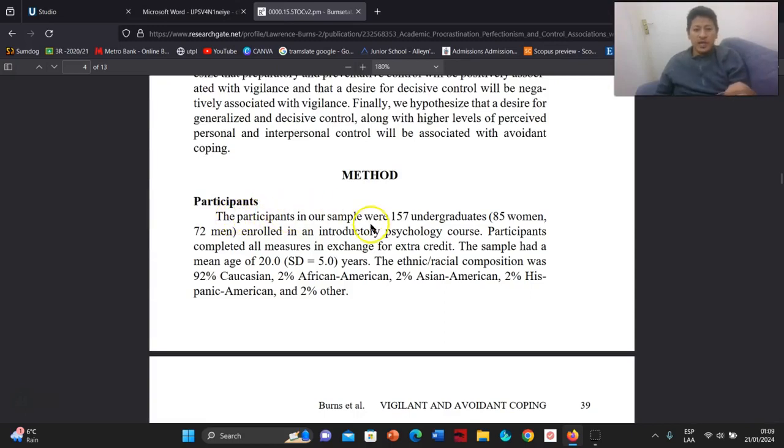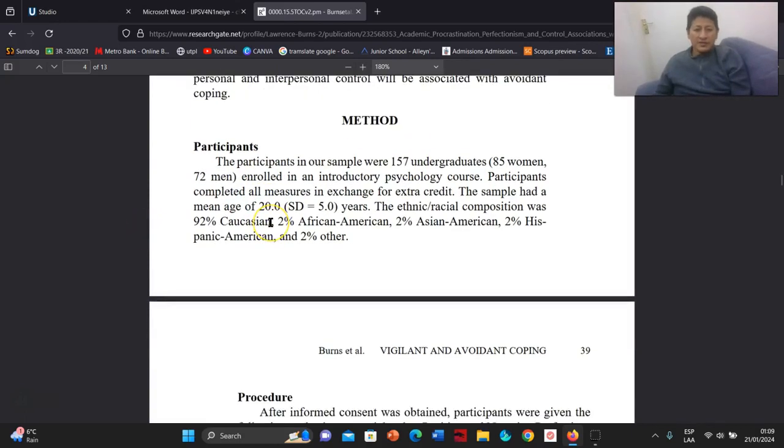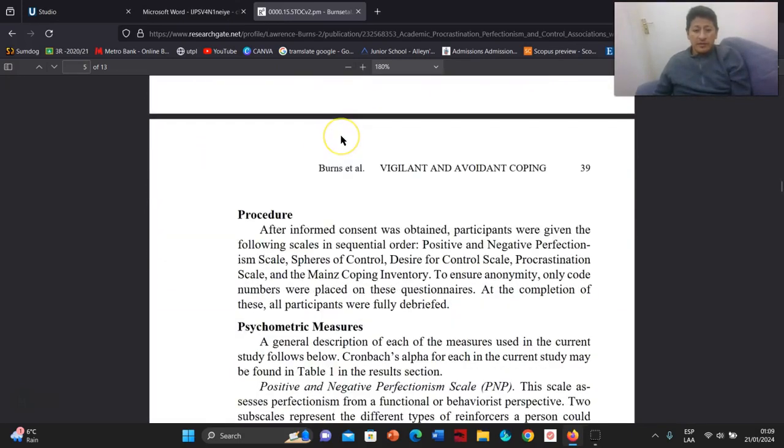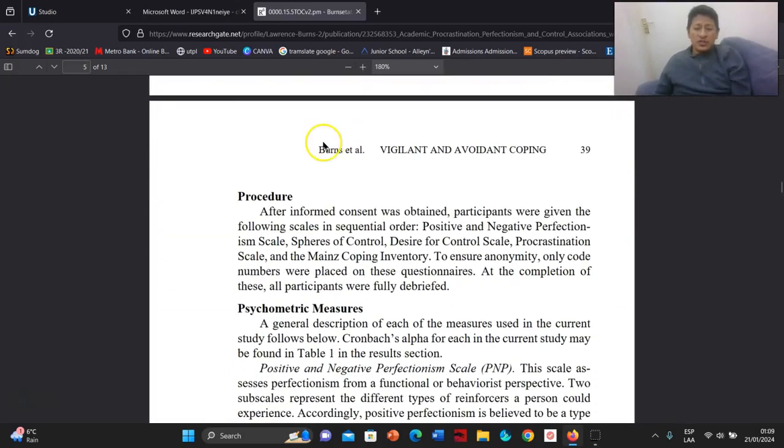There are 157 undergraduates, 85 women and 72 men. These amounts are the sample. Yeah, you see. The procedure shows what the materials are. For example, you use interviews, surveys, tests, in order to collect data about procrastination or avoiding coping.